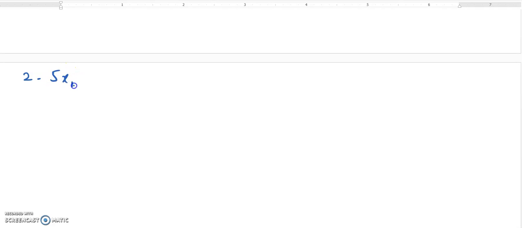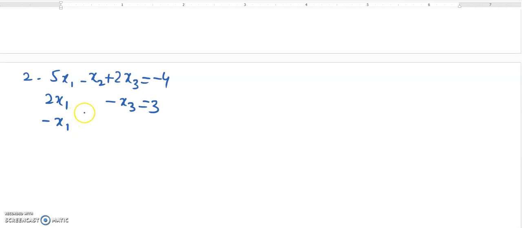5x1 minus x2 plus 2x3 is equal to minus 4. And the second equation is 2x1 minus x3 is equal to 3, and then minus x1 plus 3x2 plus 7x3 is equal to 0. So how can we represent it in the vector format?